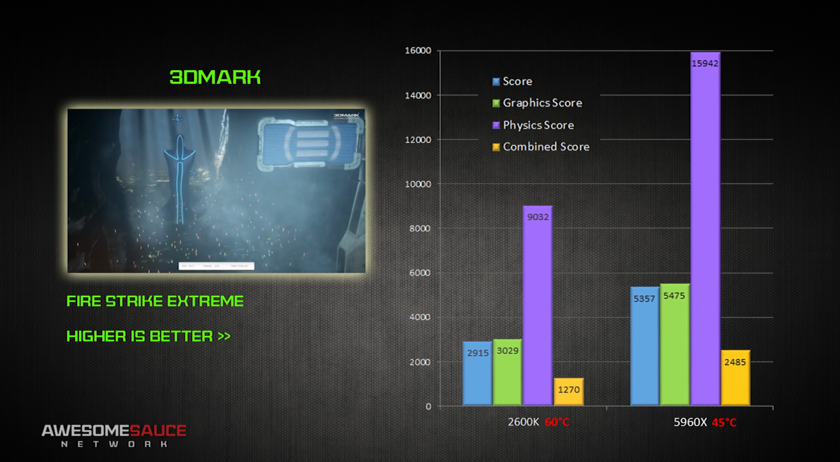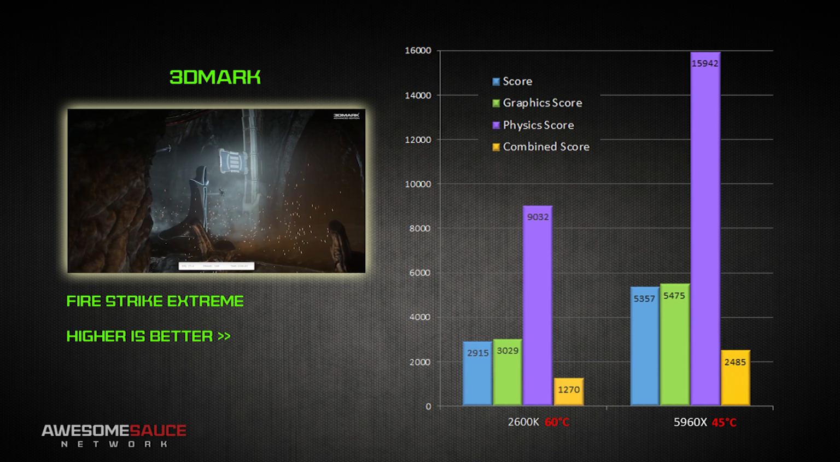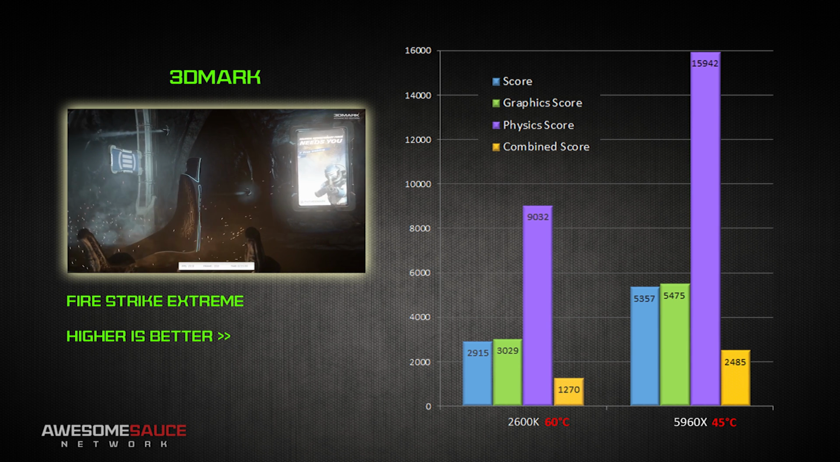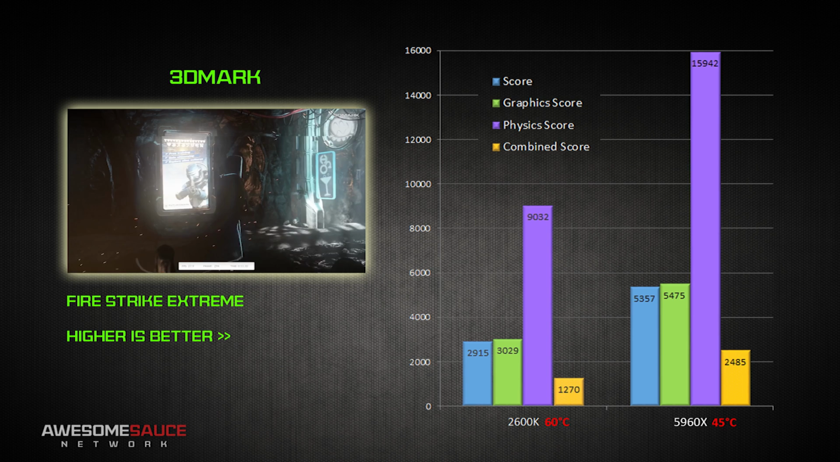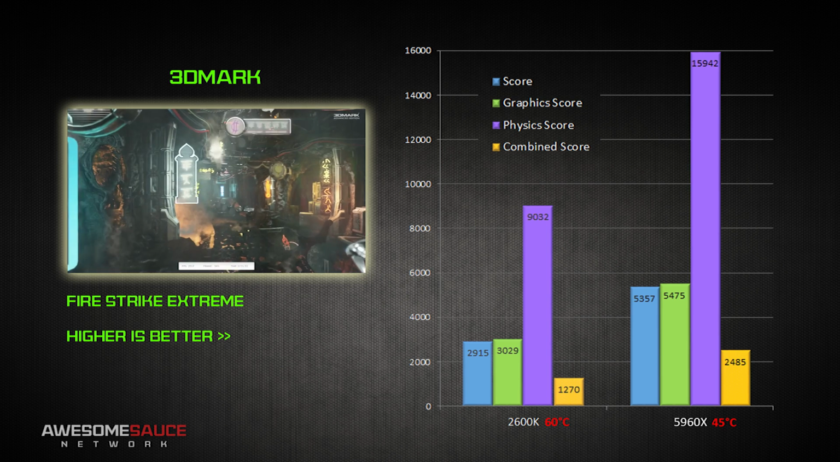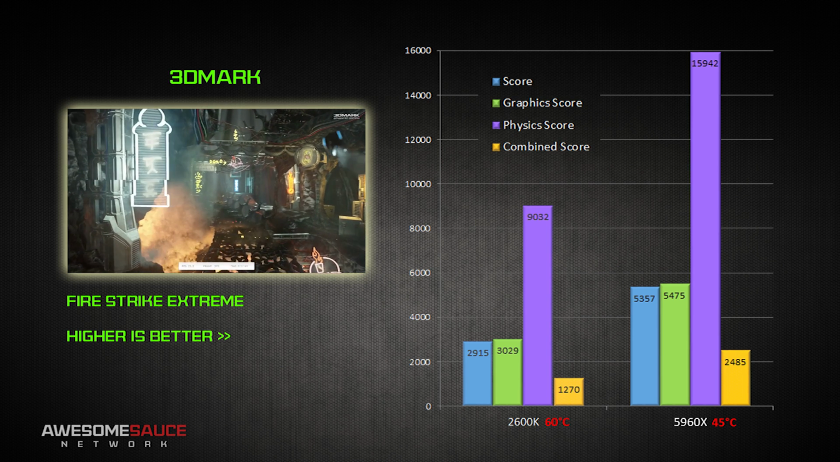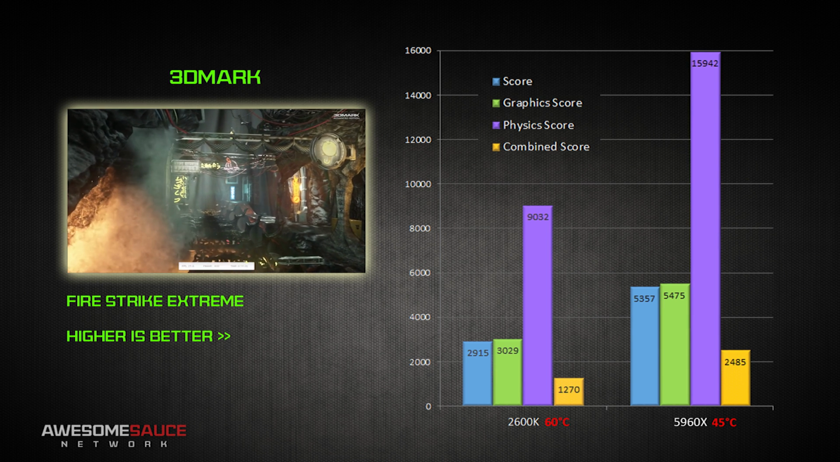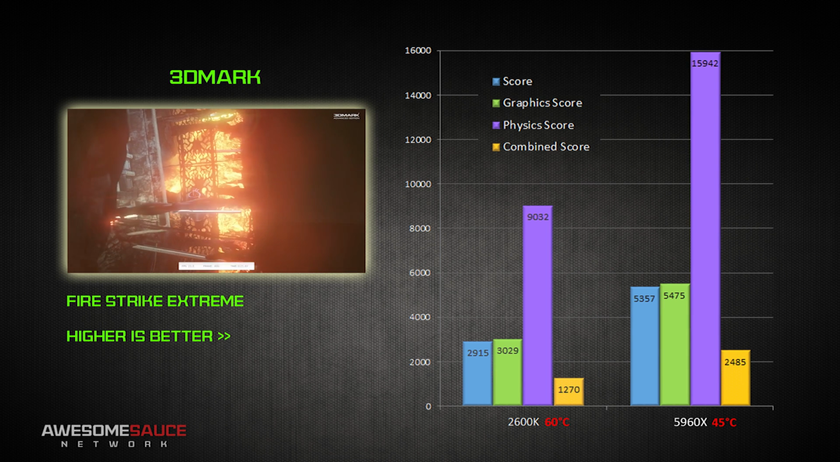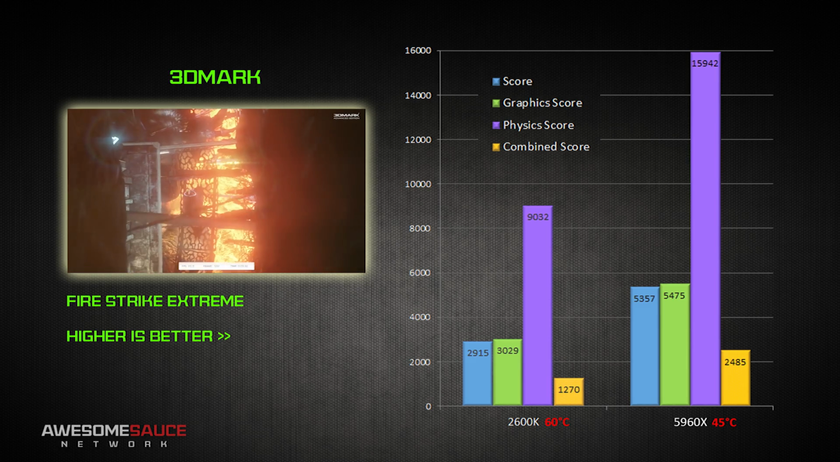So here's 3D Mark Firestrike Extreme. All the other benchmarks seem to be performing up to par and as expected, especially in the physics score. I mean, keep in mind, physics score is taxing the CPU a lot more than the GPU, for example. So obviously we've got 9,000 to almost 16,000, which is amazing. It's a huge performance boost.